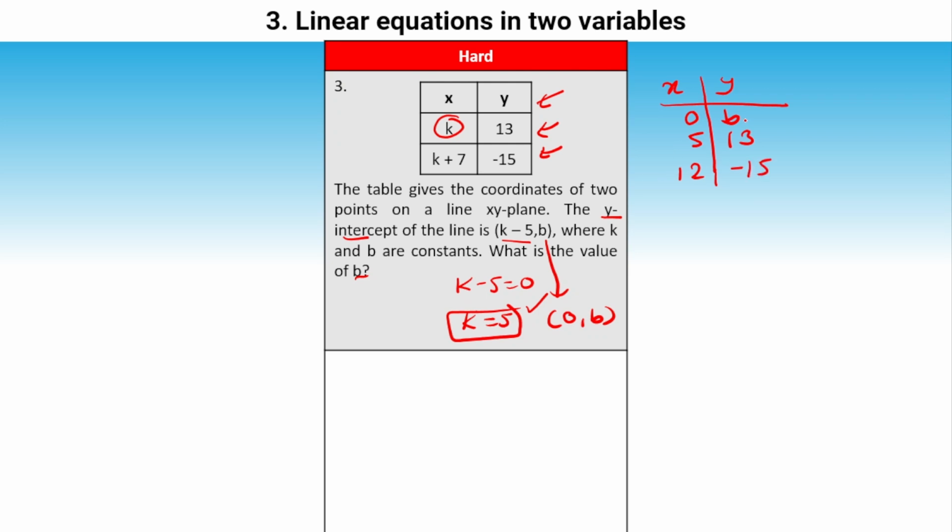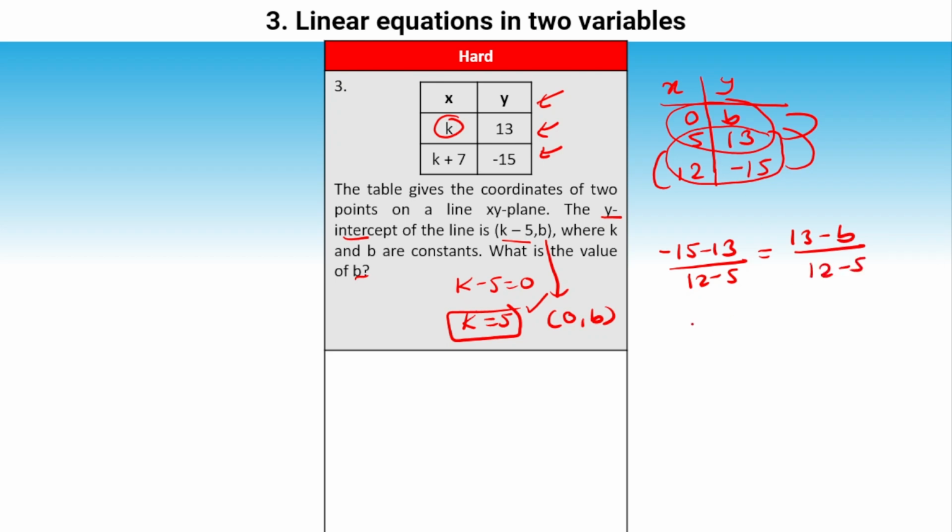Now use the concept of slope. Find the slope using these two points and equate it with the slope of the other two points. Okay, so let me show you the slope of this part. That will be y2 minus y1, minus 15 minus 13, over x2 minus x1, 12 minus 5, which equals y2 minus y1, that is 13 minus b, over x2 minus x1, which is 12 minus 5. So this is minus 28 over 12 minus 5, which is 7, equals 13 minus b over 12 minus 5.